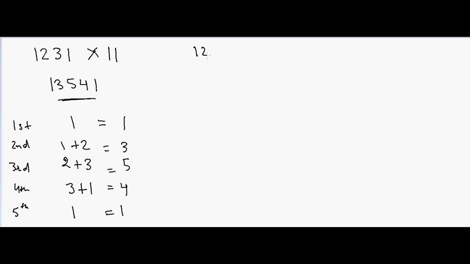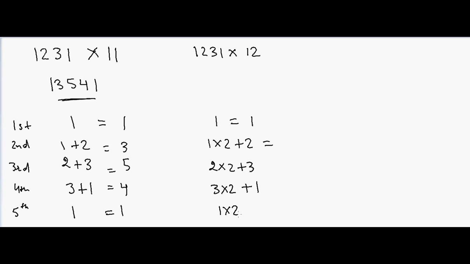Again, if I have 1231 and I want to multiply by 12, here we have 1, then we have 1 into 2 plus 2, then we have 2 into 2 plus 3, 3 into 2 plus 1, and 1 into 2. So that will give me 4, this will give me 7, 7, 2. So answer is 1, 4, 7, 7, 2.